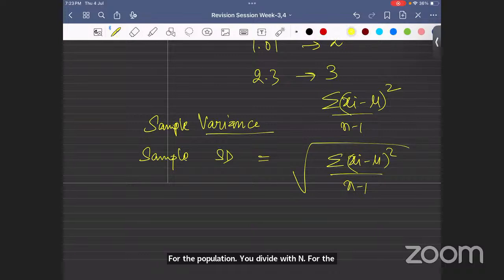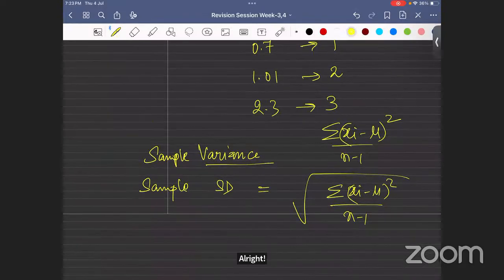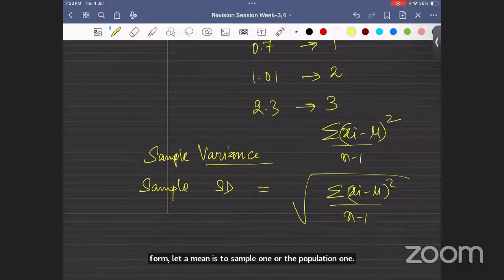Okay, let's move to the next week. In this formula, is the mean the sample one or the population one? For the mean, sample and population are both the same.